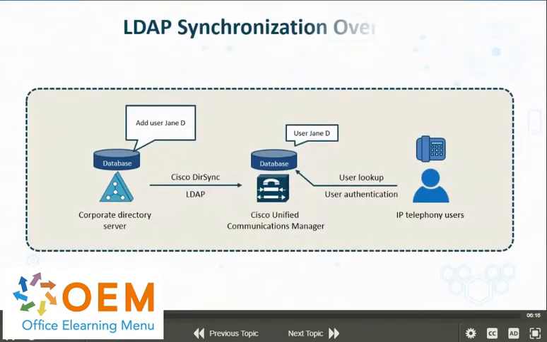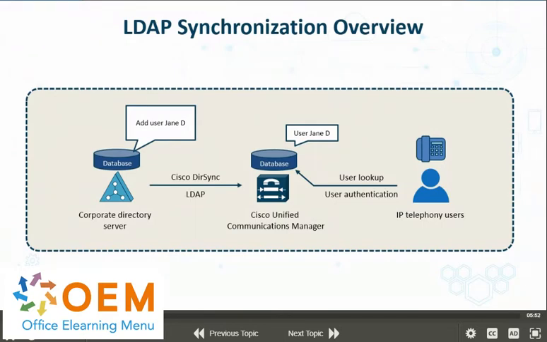This diagram gives us an overview of the LDAP synchronization process. A user is added to the corporate directory. Let's call the user Jane D. Based on a scheduled sync or a manually triggered one, user Jane D is imported into the CUCM database using the Cisco DirSync service. Any attributes associated with Jane are also replicated.